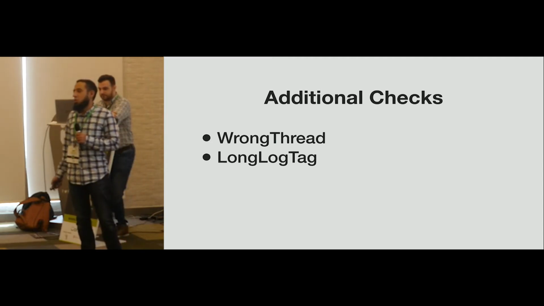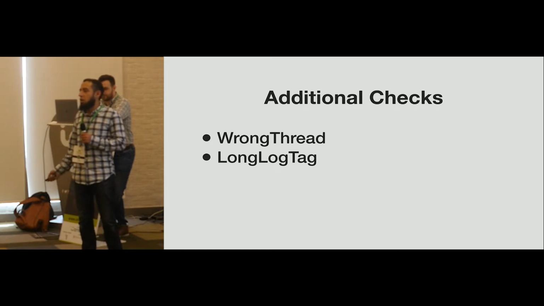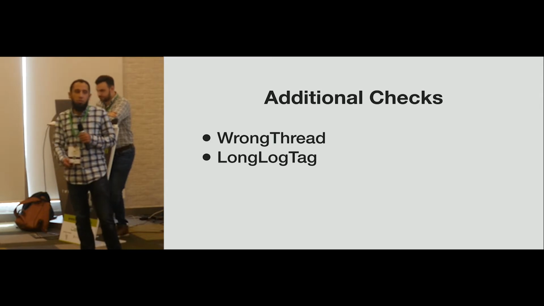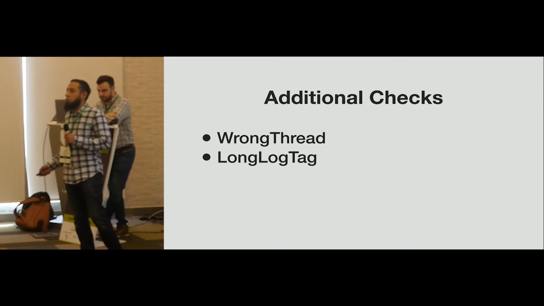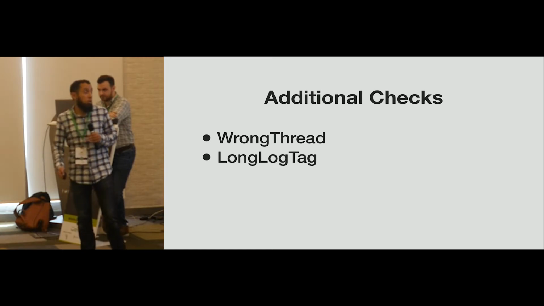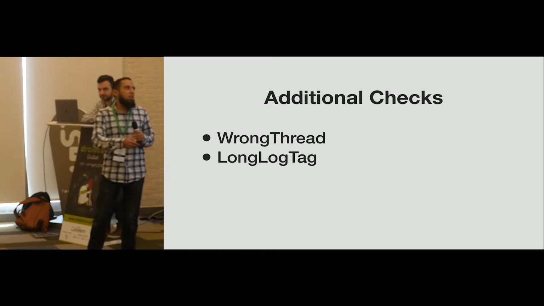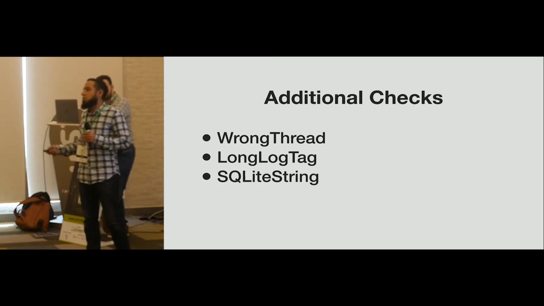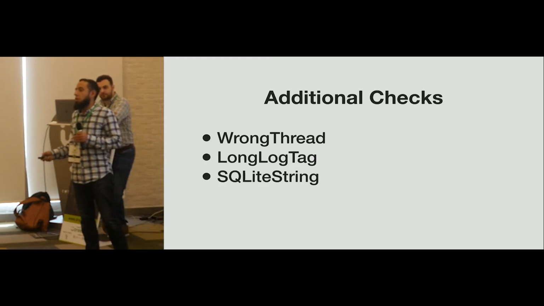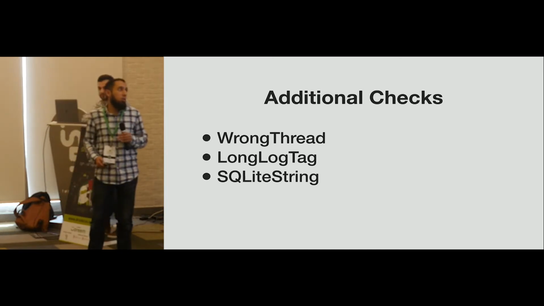Long log tag. A lot of us still log things using Log.e, Log.d, and so forth. We should try to move away from that and use something like Timber or one of the other tools so that we don't leak sensitive information in production. But needless to say, a lot of people set the tag to be the class name, and they don't realize that Android truncates it after 23 characters. So again, Lint will tell you about this.